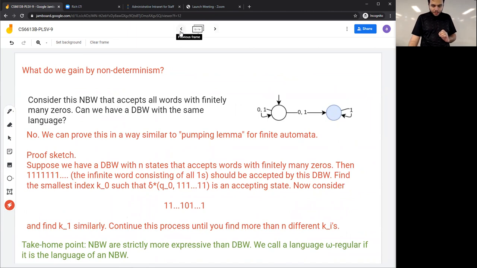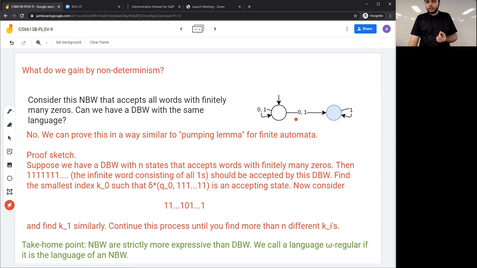And here's the example. So again, consider this example that we had before. So what was the language of this automaton? It's the set of all words that have finitely many zeros, right? Because we read a finite prefix here, and then at some point we go here, and when we go to this accepting state, we should only read ones. So it accepts all strings that have only finitely many zeros. And note that this is a non-deterministic Büchi automaton, right?